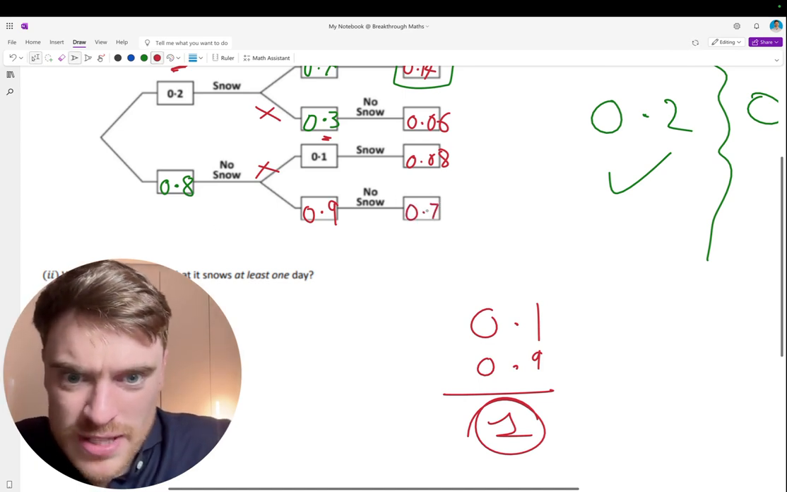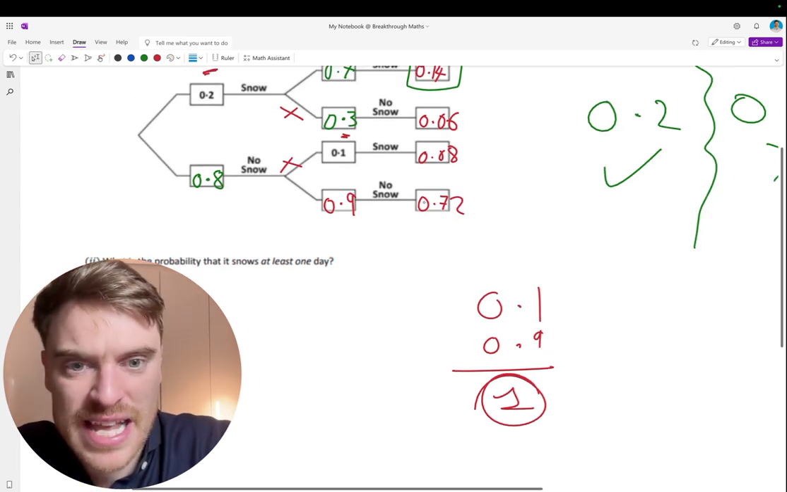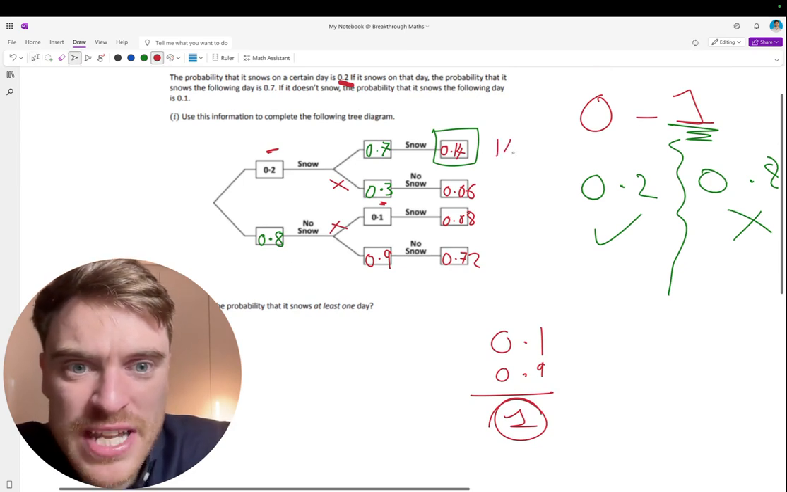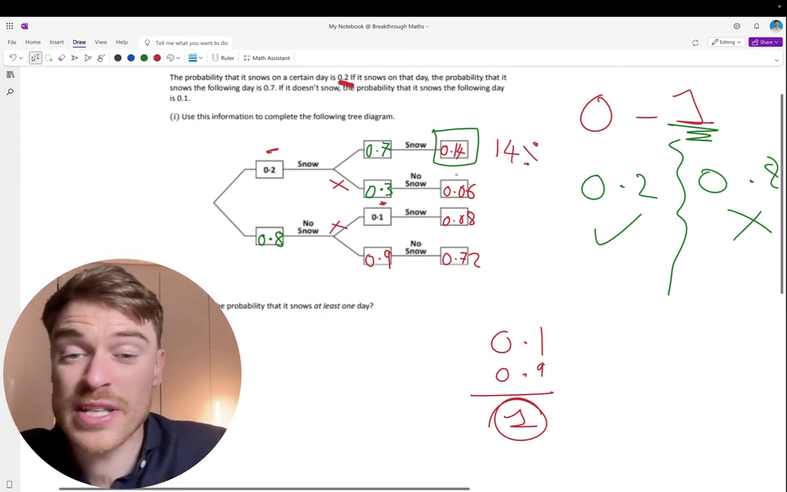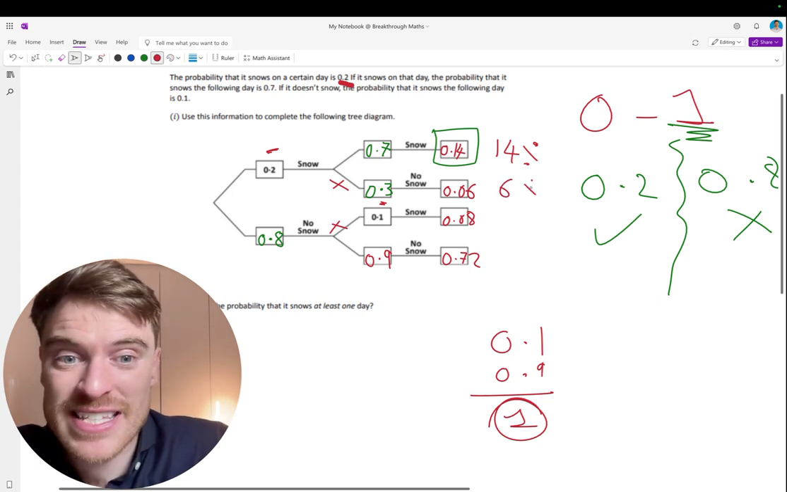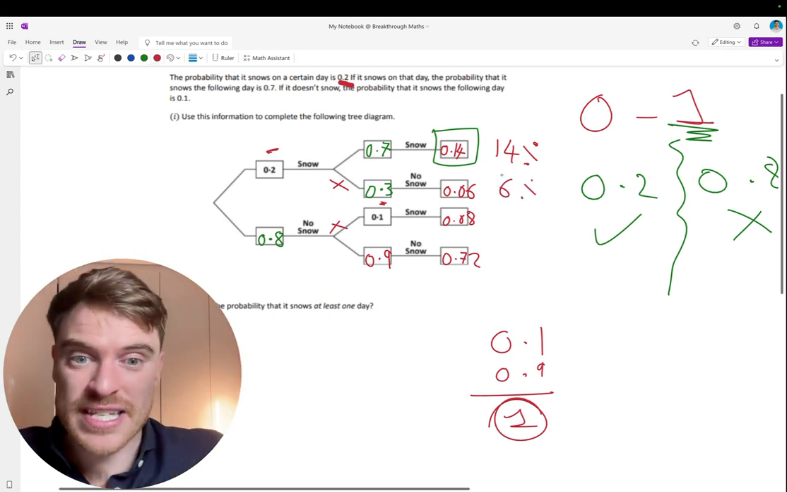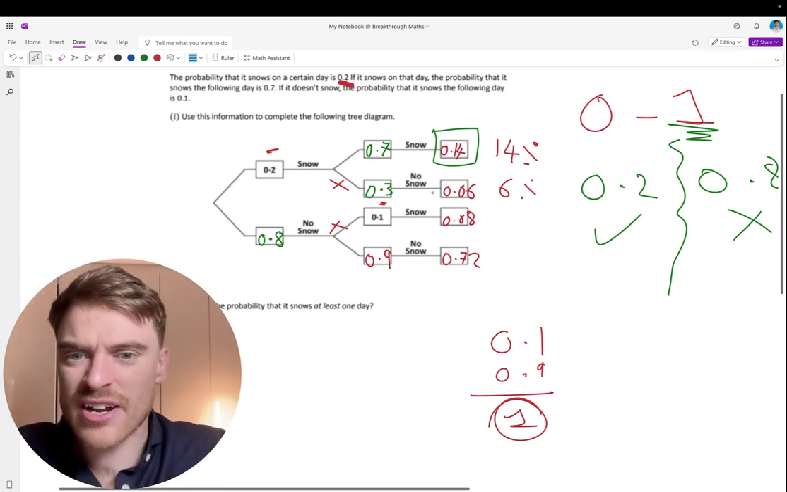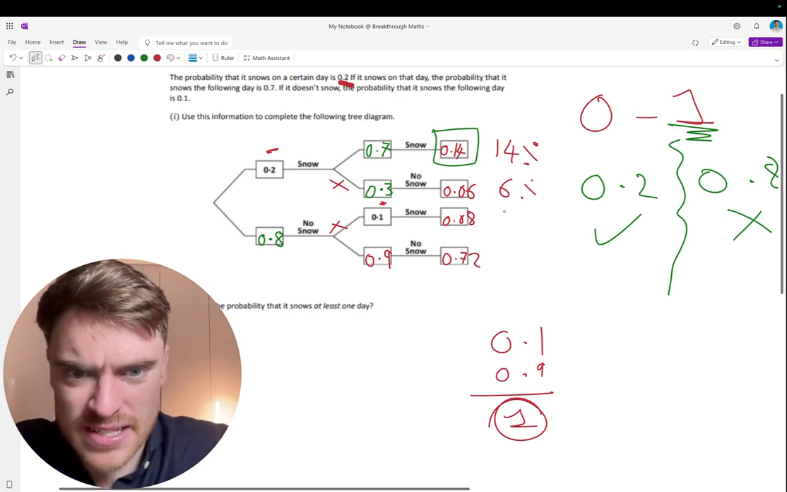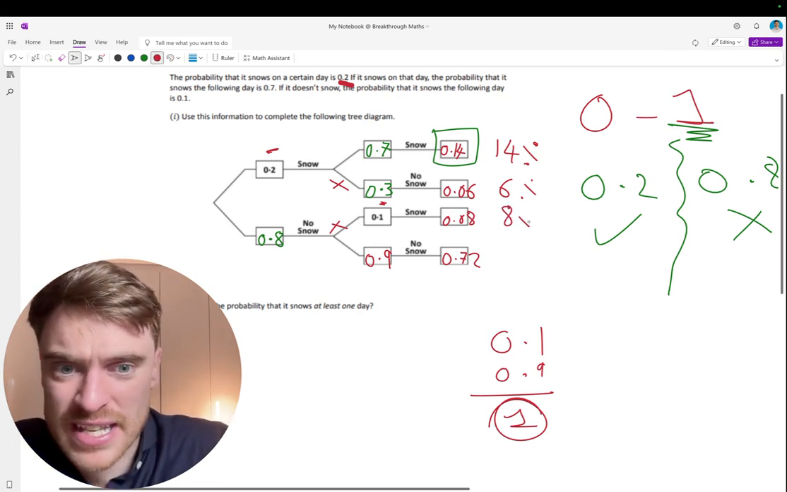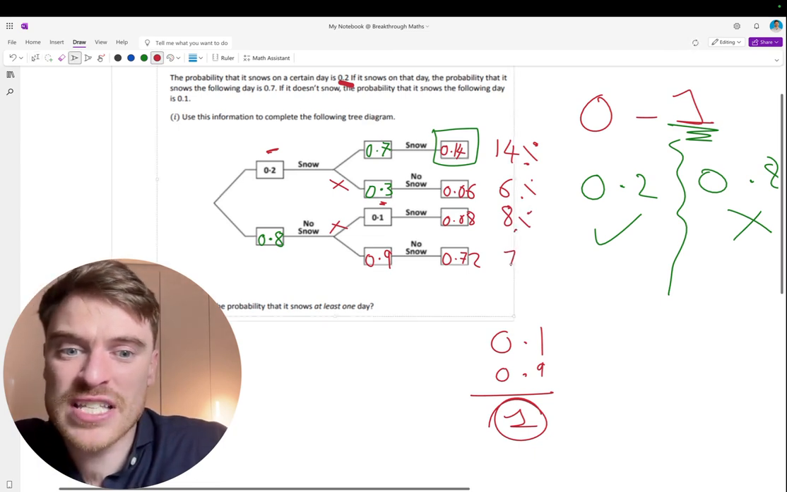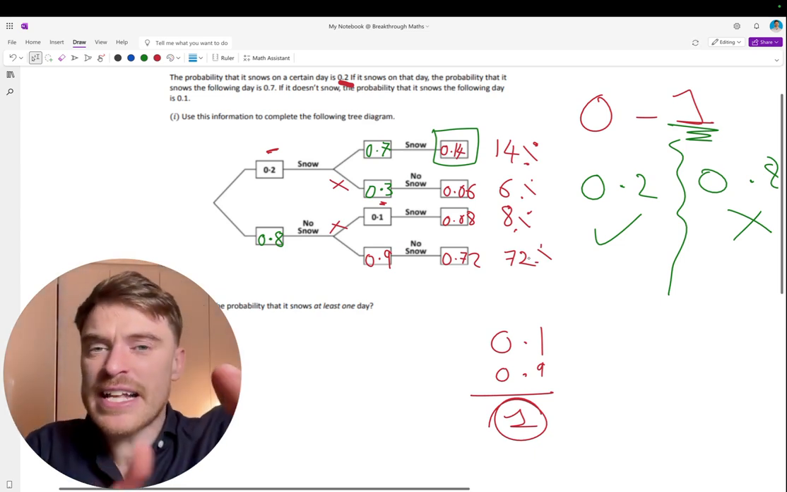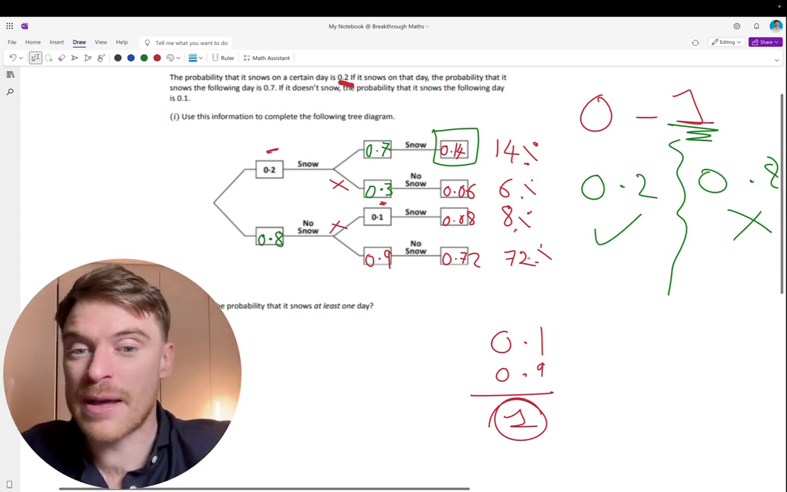Now, by the way, what does that mean? Because you need to understand this in the exam as well, guys. Look, what are these likelihoods? That's a 14% chance that it snows on 2 consecutive days. It's a 6% chance that it snows the first day and doesn't snow the second day. It's an 8% chance, 0.08, that it doesn't snow on the first day and snows on the second day. And the biggest chance of all is there's a 72% chance it doesn't snow. That's how you understand this. Does that make sense? That's critical, because that's going to come up in the exam.